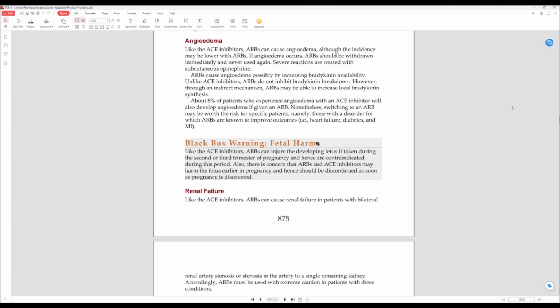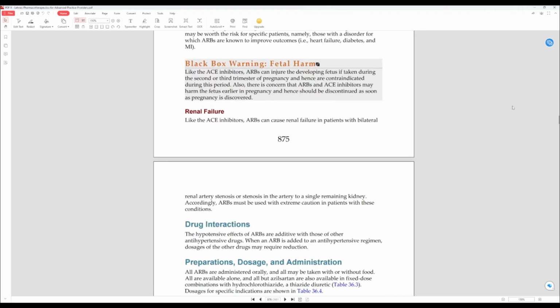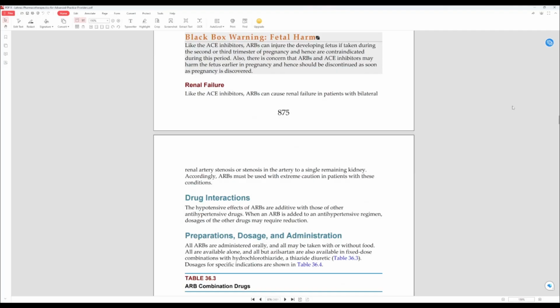About 8% of patients who experience angioedema with an ACE inhibitor will also develop that angioedema when given an ARB. Nonetheless, switching to an ARB may be worth the risk for specific patients, namely those with a disorder for which an ARB is known to improve their outcome, such as heart failure, diabetes, and MI. So, ARBs do come with a black box warning for fetal harm.